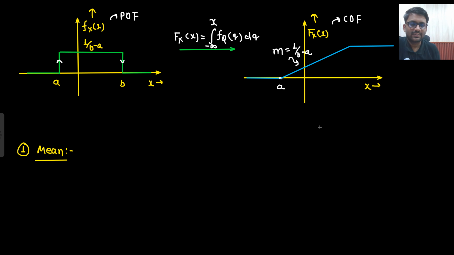So basically it is a simple integration. If you have studied signals and systems, then you would be able to do this integration very simply. This point is b. So initially there is a slope of 1 upon b minus a, and then the slope becomes 0. So what is the slope here? Slope here is 1 upon b minus a.